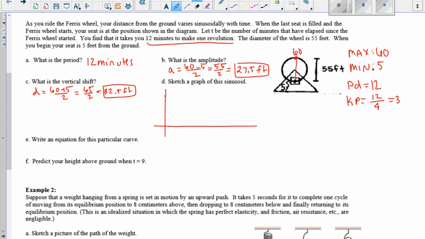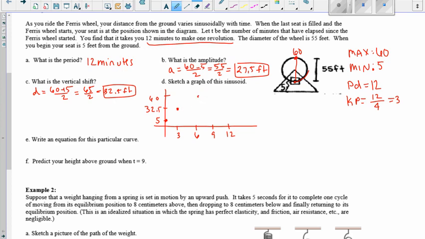On my graph, I know I have my maximum, which is at 60. I have my vertical shift at 32.5, and I have my lowest, which is 5 feet above the ground. From 0, because we're starting here at the bottom at time equals 0, our next key points would be 3, 6, 9, and 12, which makes one full wavelength. So I am starting at time equals 0 at the bottom, at 5 feet. After 3 minutes, now I'm at my midline, which is at 32.5 feet.